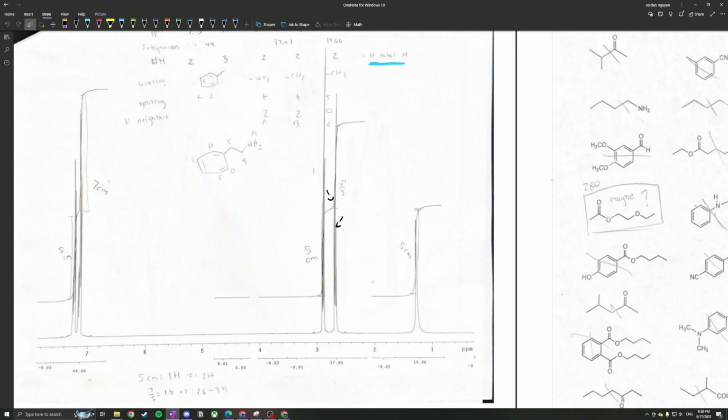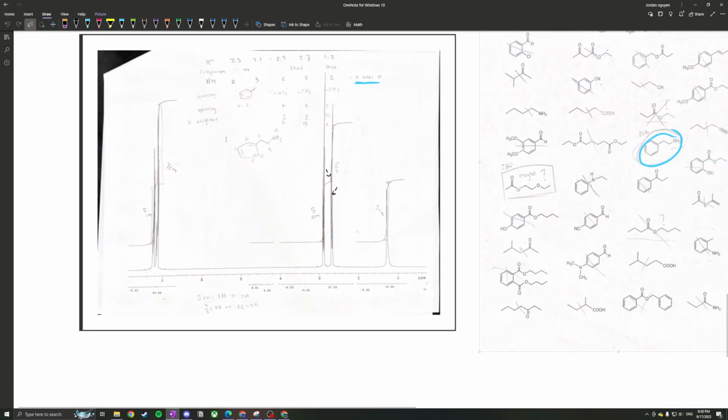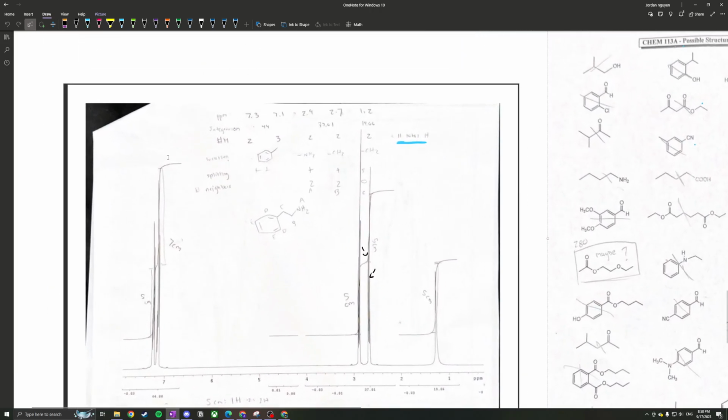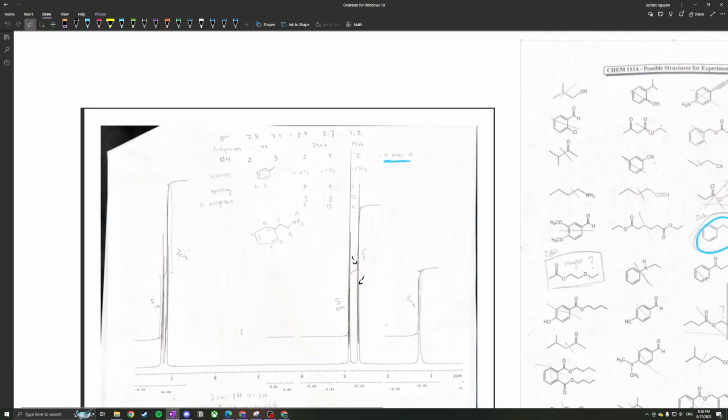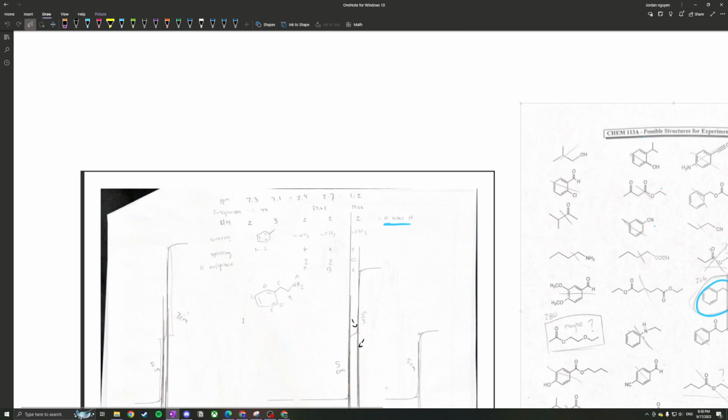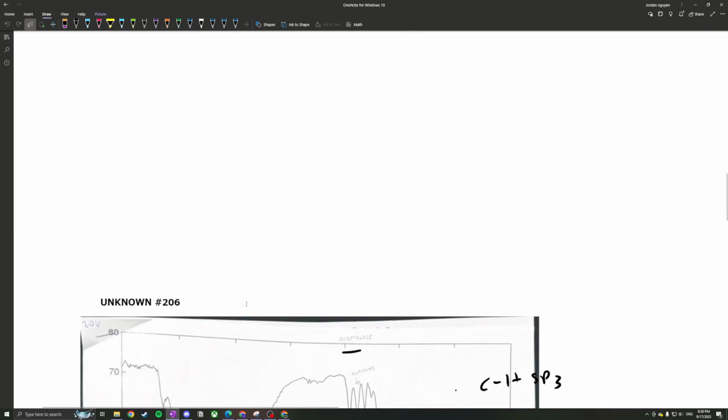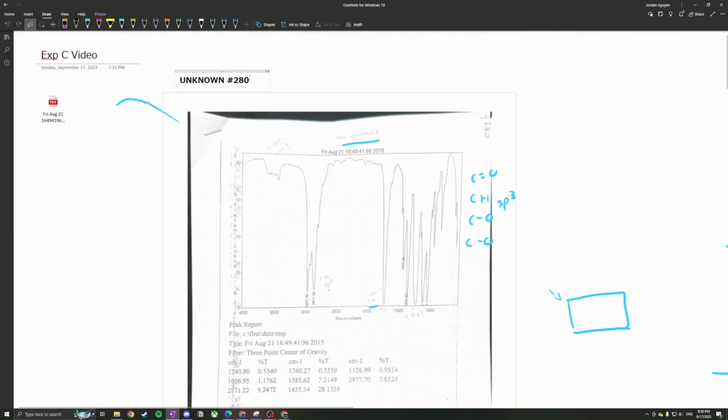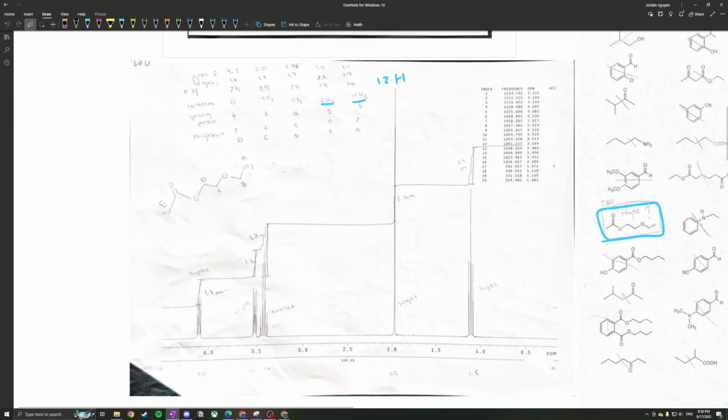I know it's aromatic, and I know there's an amine, so from that I eliminated my other options and ended up with this pick. So that's how I determined my compounds. Again, this is unknown 206, and it is phenethylamine, and the first one that I showed was number 280, and I determined it was 2-ethoxyethyl acetate. So yeah.